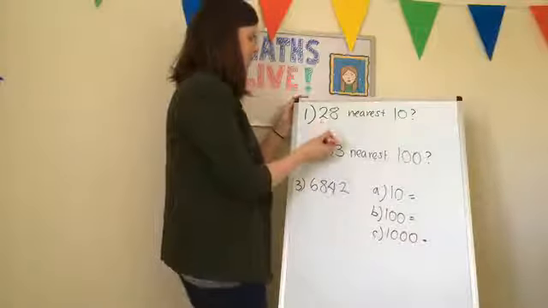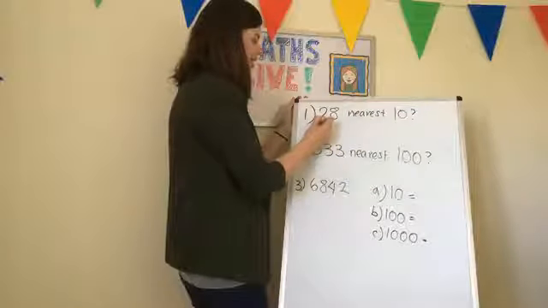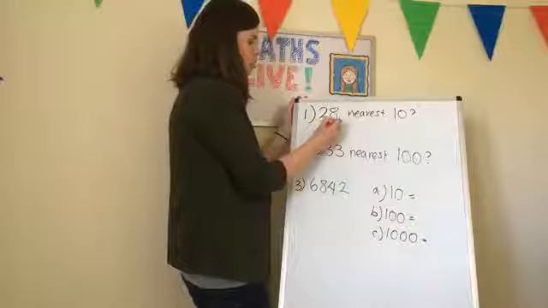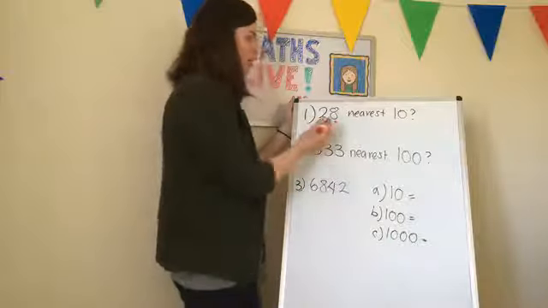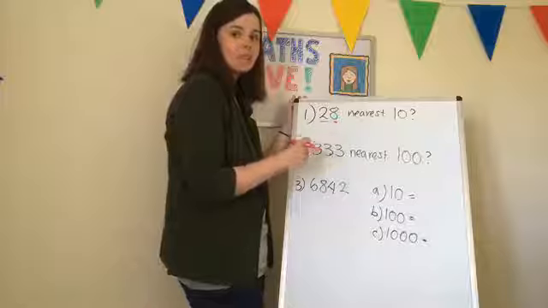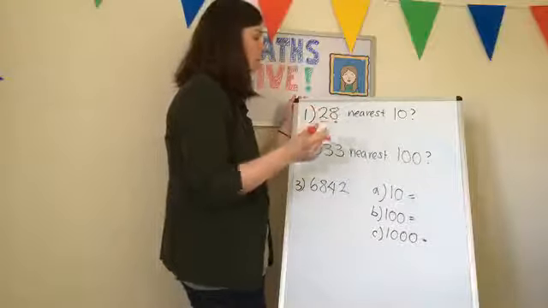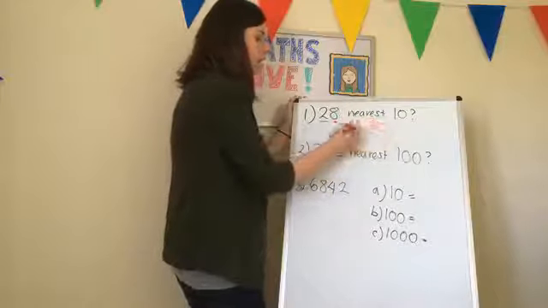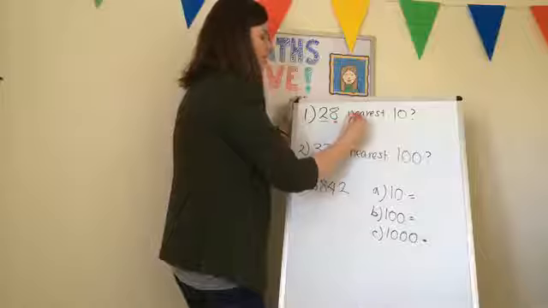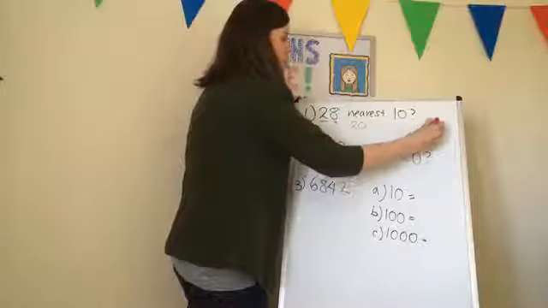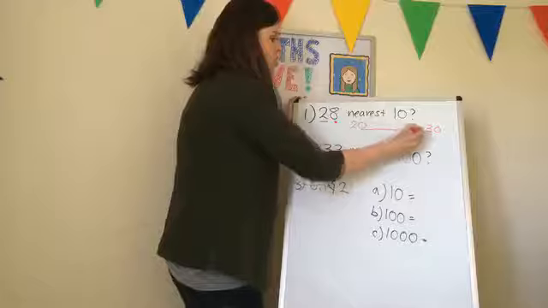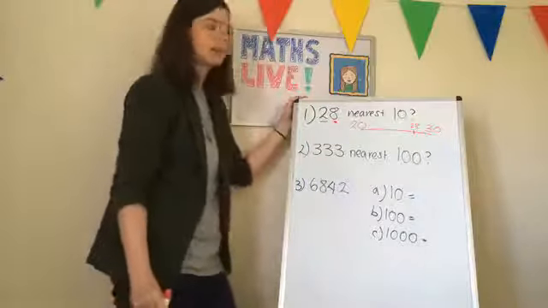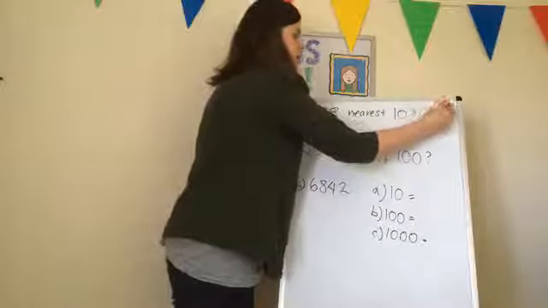So 28 to the nearest 10. We're looking at the tens column here, which is the 2 tens, and the number to the right tells us what to do. Because it's an 8, if it's anything more than 5, 6, 7, 8, 9, we have to round up. So 28 to the nearest 10 is 30. And you know that because if you have 20 and 30 on the number line, you know 28 is much closer to 30 than it is to 20. So the answer is 30.